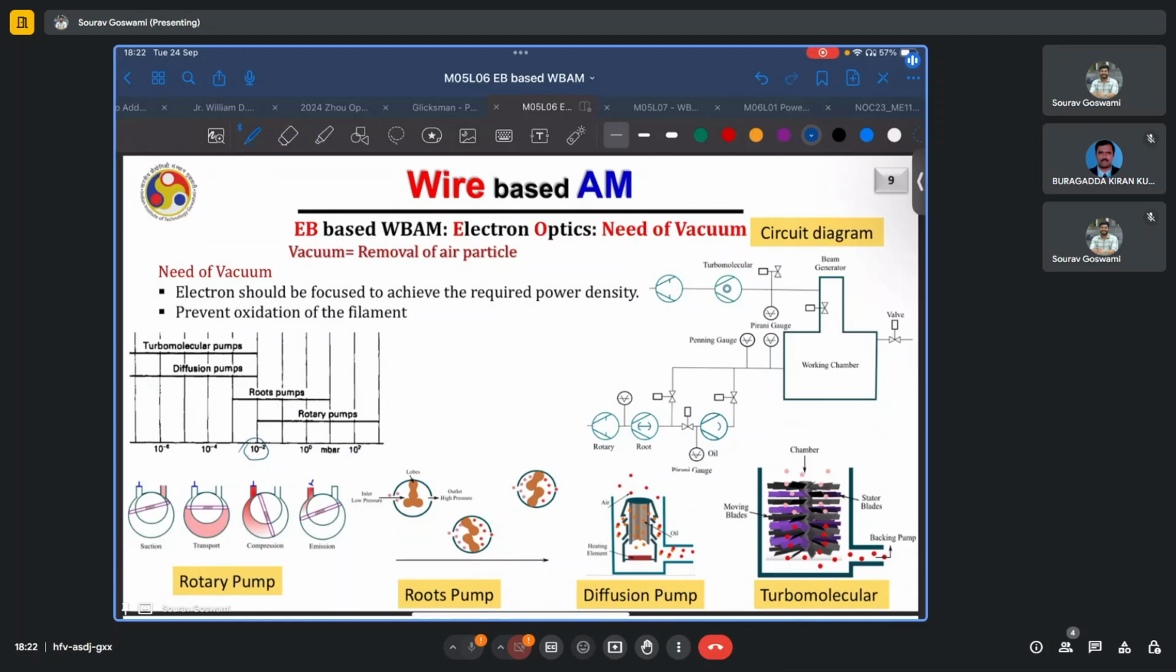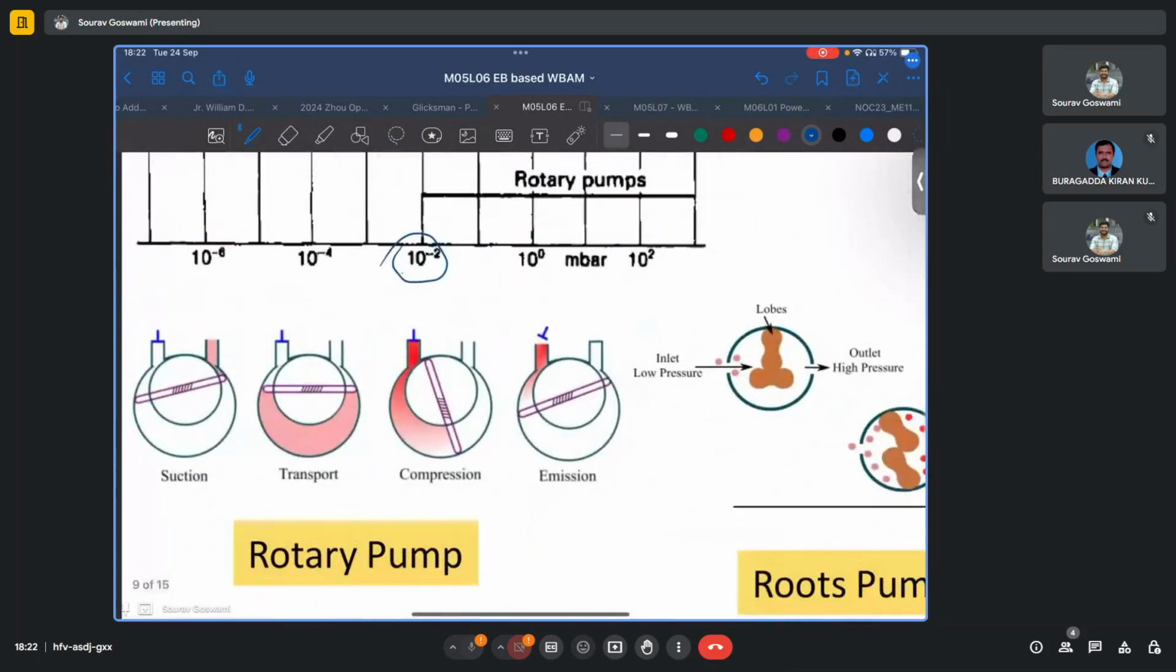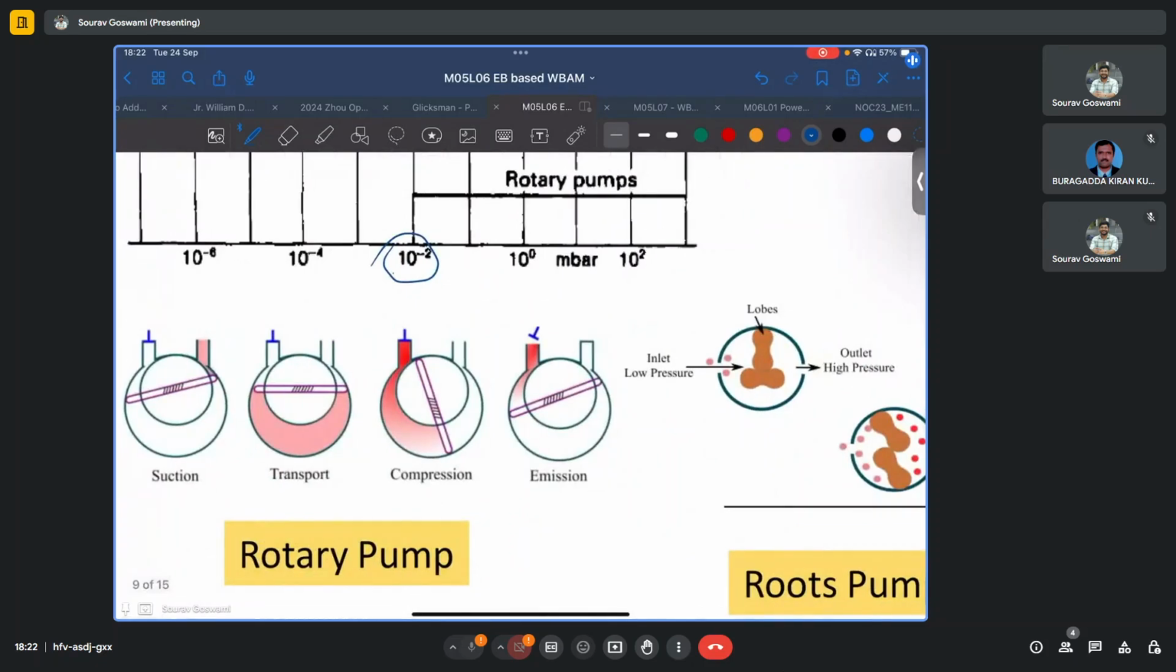Now, this is where diffusion pumps take over and turbomolecular pumps as well. However, both have slightly different working mechanisms as well as slightly different targets. So the working mechanism of a rotary pump is illustrated here. I'll just enlarge this. The first stage is suction.